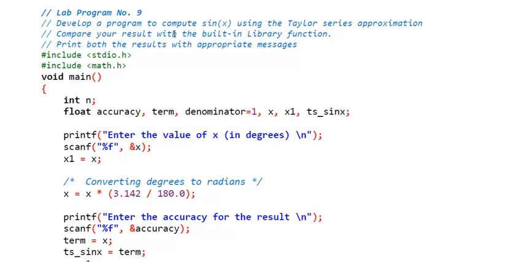Develop a program to compute sine of x using the Taylor series approximation. Compare your result with the built-in library function. Print both the results with appropriate message.